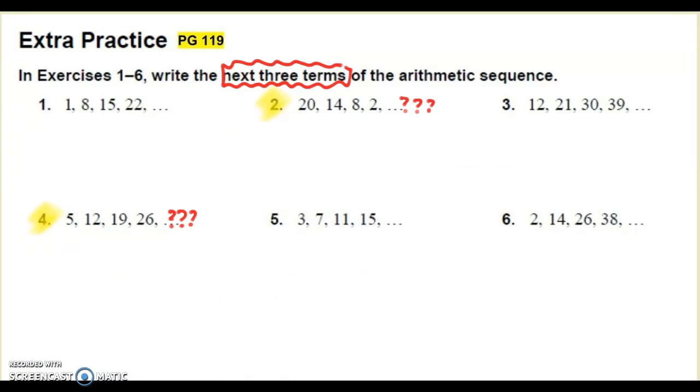Before we move on, I want you to turn to page 119, and I want you to look at number 2 and number 4. And I want you to try and find the next 3 terms for this arithmetic sequence and for this arithmetic sequence as well.